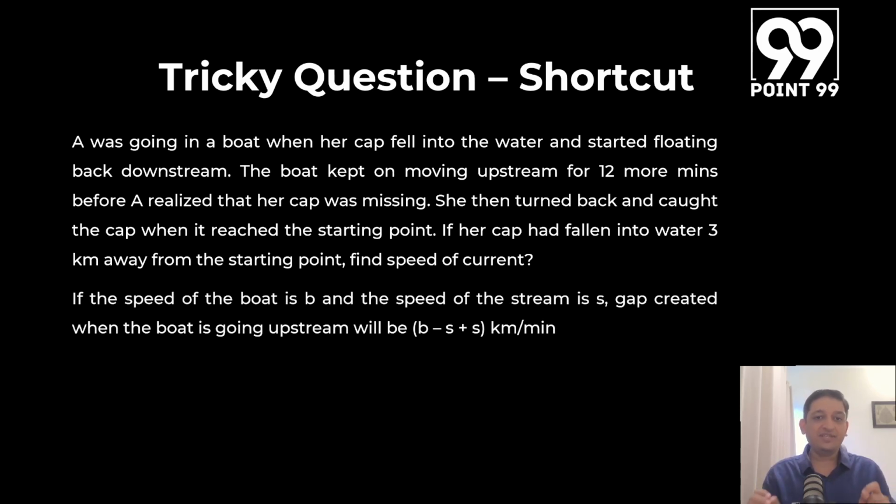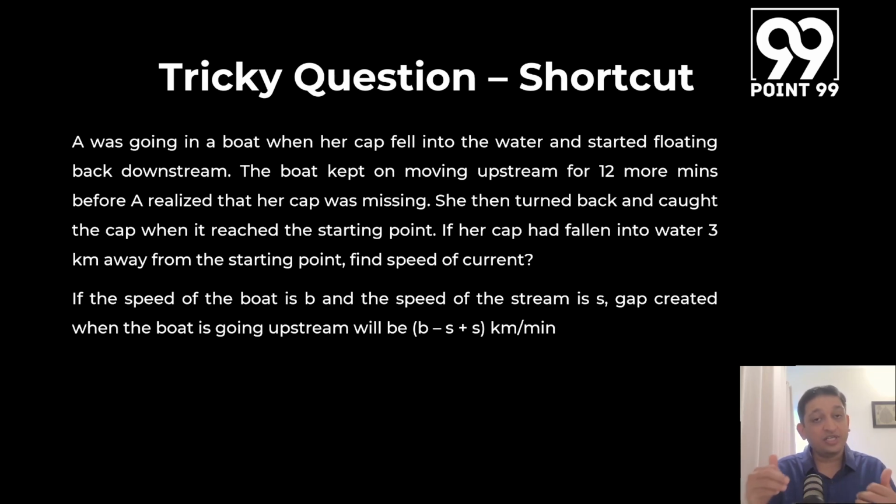If the speed of the boat is B, so let's say we are talking about that part of the motion wherein the cap had fallen off. And now the boat is continuing to move upstream and A does not know that the cap has fallen off. Now, if A is continuing to move upstream and the cap is moving downstream or along the stream, then at what speed will the gap be getting created between these two objects?